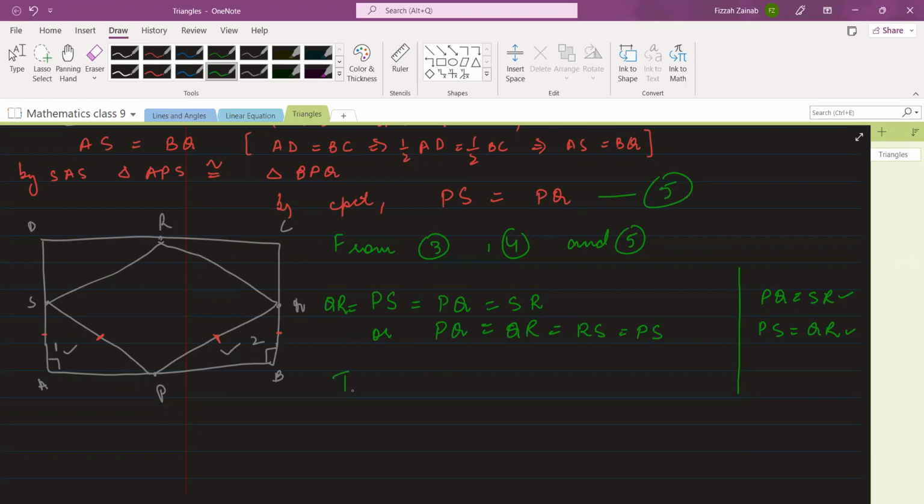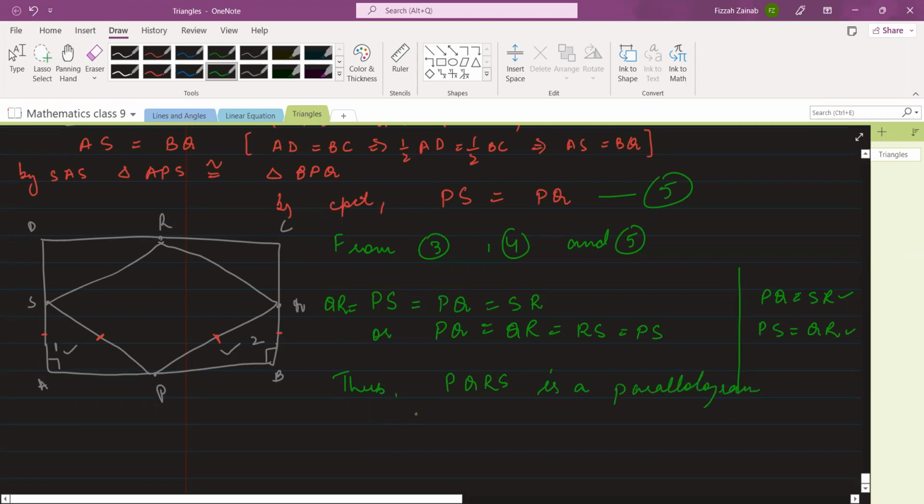So now what is happening? Thus we can conclude that PQRS is a parallelogram, which we have already shown, with all sides equal. So we are getting these two results. Now what is this figure called? It's called a rhombus. So therefore, PQRS is a rhombus.